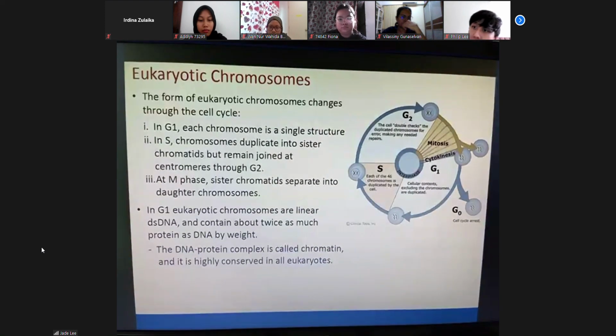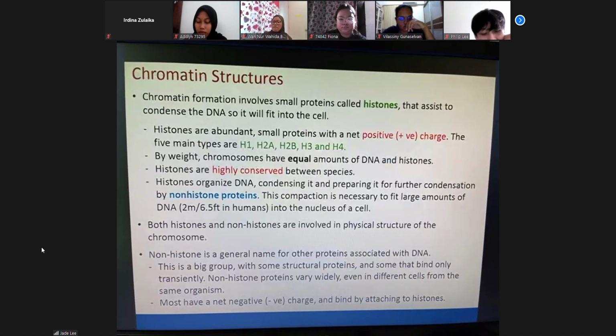Yeah. So in G1, the chromosome are linear double-stranded and contain about twice as much protein as DNA by weight. And then the DNA protein complex is called chromatin. Okay, and it's highly conserved in all eukaryote. Right? So now come to the chromatin structure. It is slightly complicated sikit. Okay, nanti saya akan explain lah.